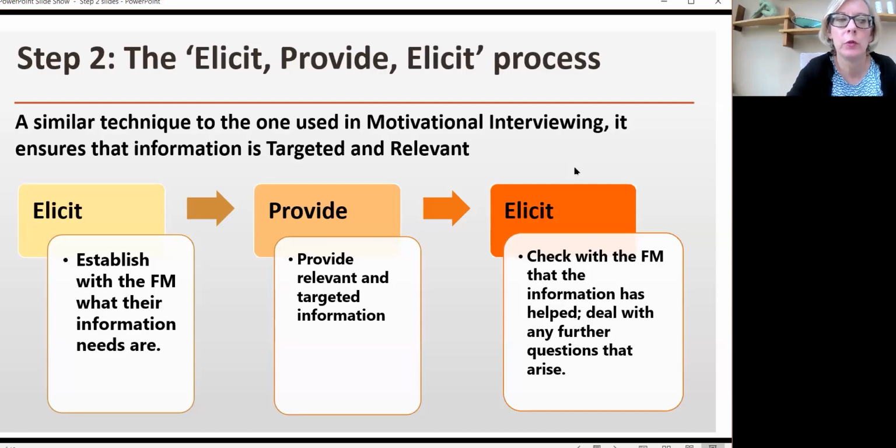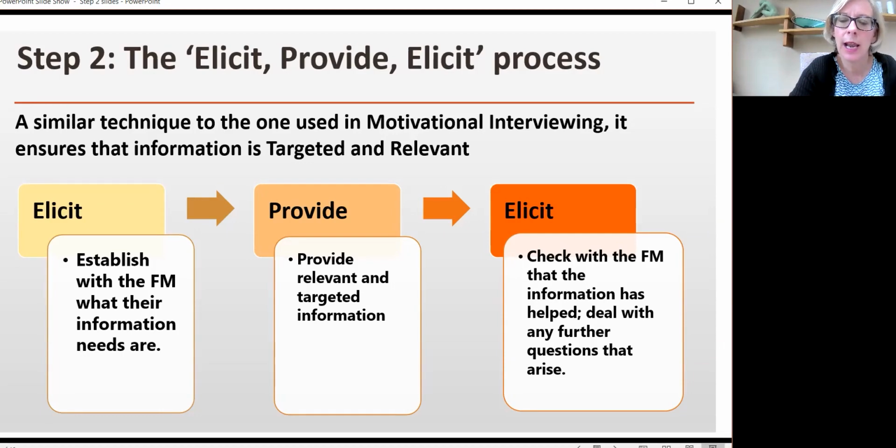What we want to move on to now is a little bit more detail. And this process that I mentioned at the start of the video is called the elicit, provide, elicit process. And it's a technique that's used in motivational interviewing. And it's a really useful way of structuring your work in step 2 to explore questions and information needs. And we suggest you work through all 3 stages of the process for each question or area of information that is covered in this session.